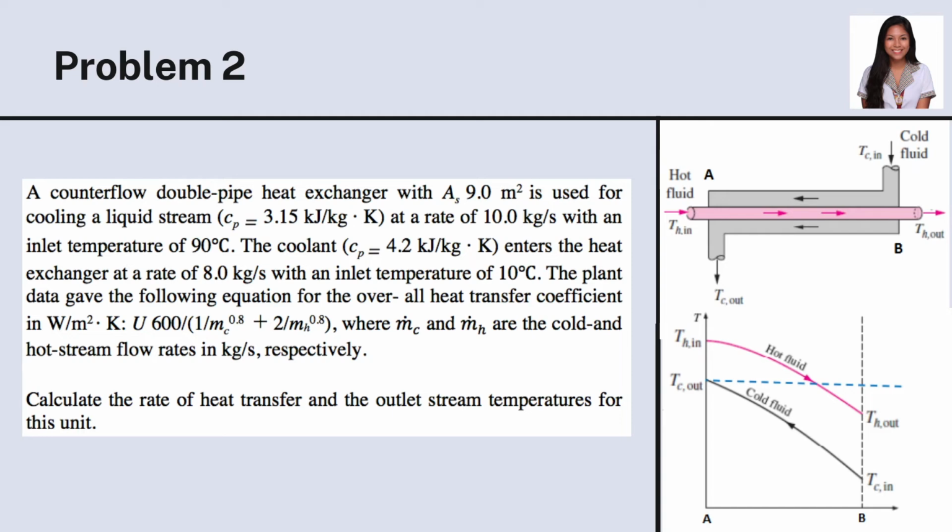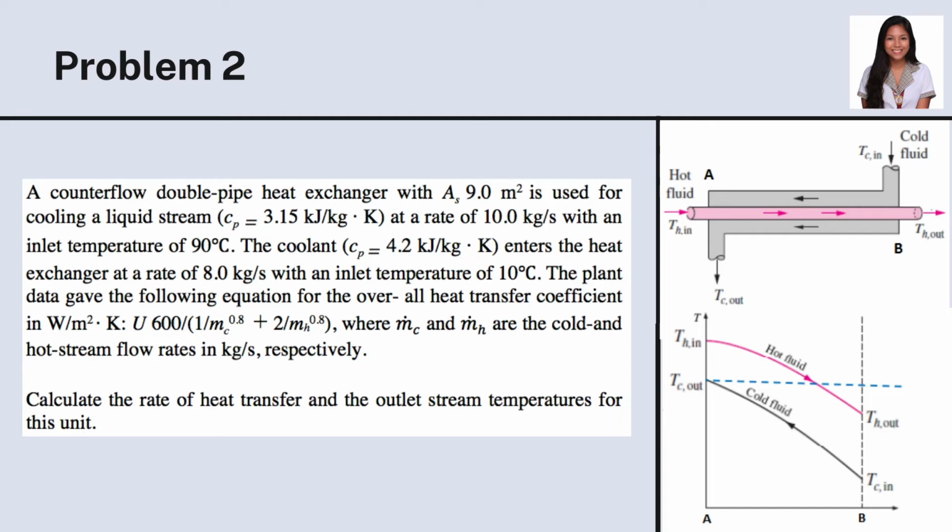Now as you can see, we have here a sample problem that says a counterflow double pipe heat exchanger with an area of 9 meters squared is used for cooling a liquid stream. It has a specific heat of 3.15 kilojoules per kilogram per degree Kelvin at the rate of 10 kilograms per second with an inlet temperature of 90 degrees Celsius.